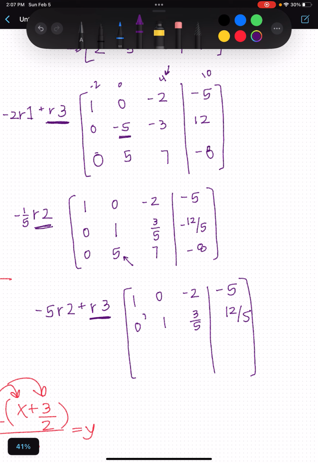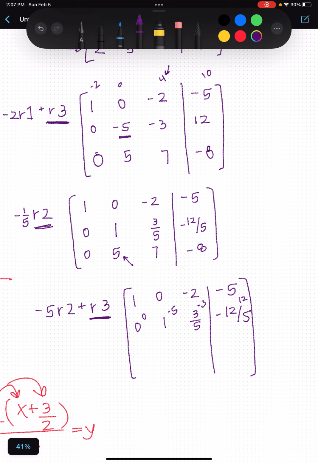So -5 times 0 would give me 0. -5 times 1 would give me -5. 3/5 times -5 would give me -3. And then -12/5 times -5 would give me +12. All right, now we're going to add those numbers to the third row.